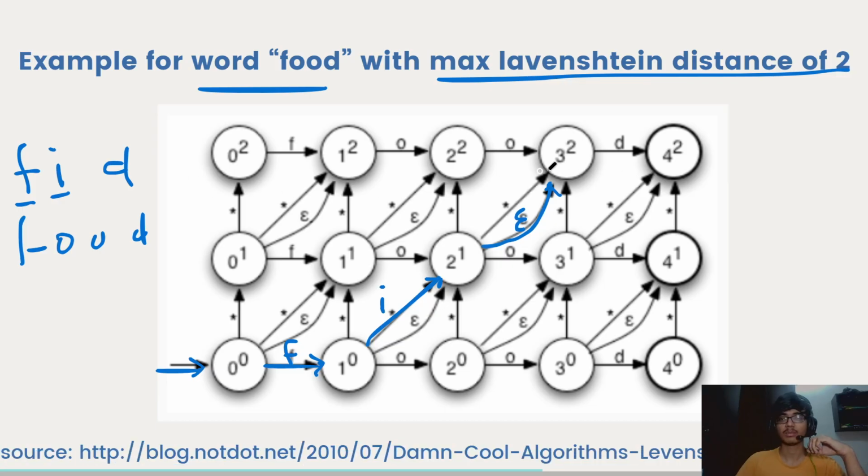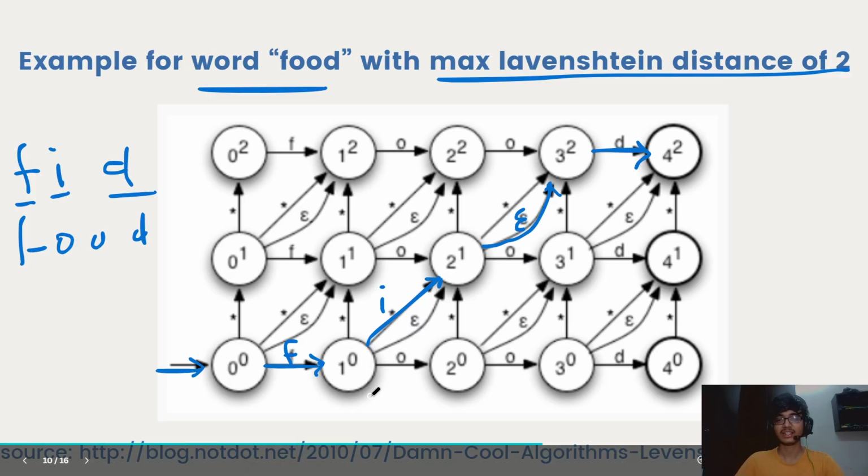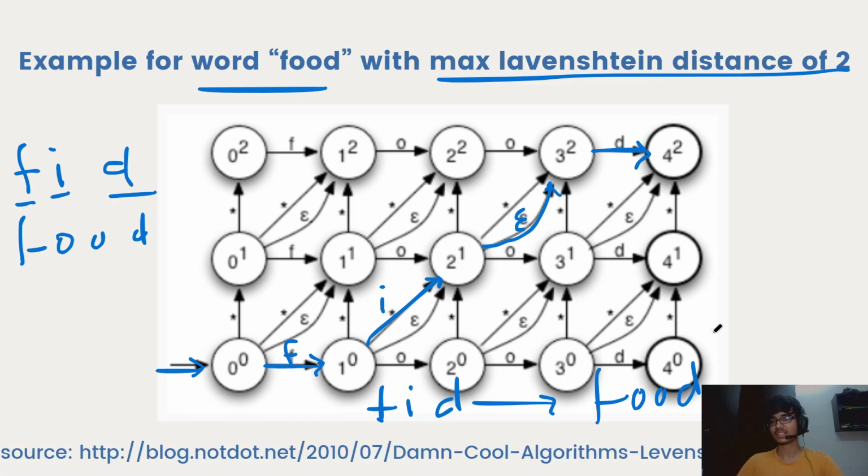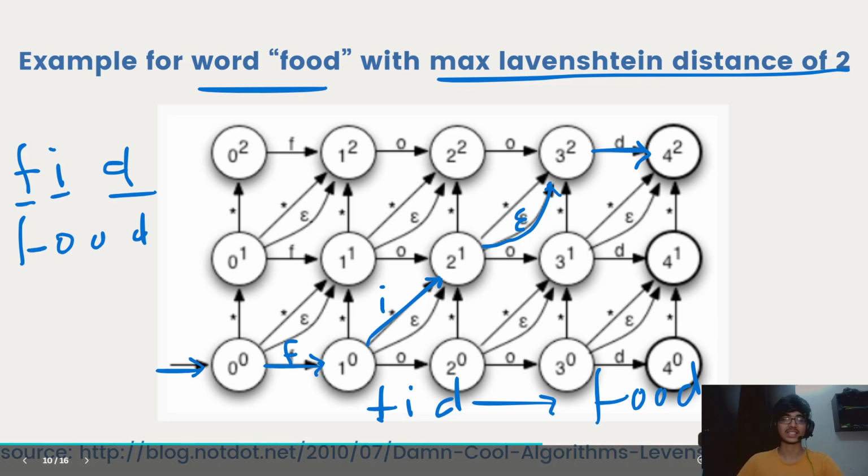So right now I'm at state 3, 2, and the last letter is D. Transition to 4, 2. 4, 0, 4, 1, 4, 2 are final states. So if I reach the final state, the search engine understands that the given word FID is actually wrong and it actually means food. So the search engine understands that in this way. In finite automatas, usually we don't have these null transitions and they're eliminated when they're actually represented in the search engines. We won't be doing that because it's too complex.